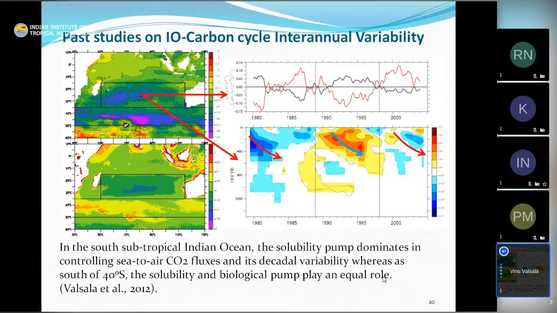In this study, we show that in the oligotrophic region where biology is less active, the solubility pump selectively injects the carbon anomalies into the interior of the ocean following a decadal signal. This was published in 2012 from our own research. What we have shown here is that in the South Subtropical Indian Ocean, the solubility pump dominates in controlling sea-to-air CO2 fluxes and their decadal variability. Whereas below 40 degrees south, where biology is a player, we can see that both biology and the solubility pump are kind of equal players.